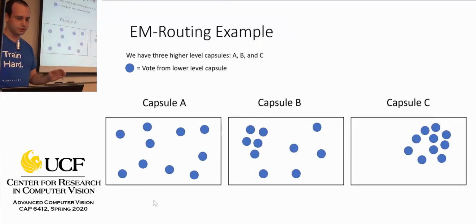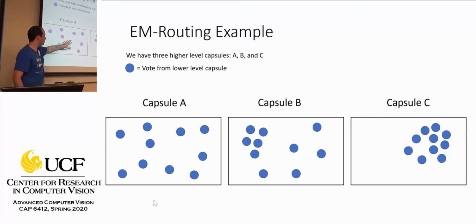So here's a simple example. Suppose we have 2 layers, and the higher capsule layer has 3 capsule types: capsule A, B, and C. Each of the lower level capsules, in this case we have 10 lower level capsules, will cast a vote for each one. So this is 2-dimensional, but in practice it'd be like a 16-dimensional vector or matrix. Each one of these is a different vote from a different lower level capsule, and then we have 10 votes for each capsule.